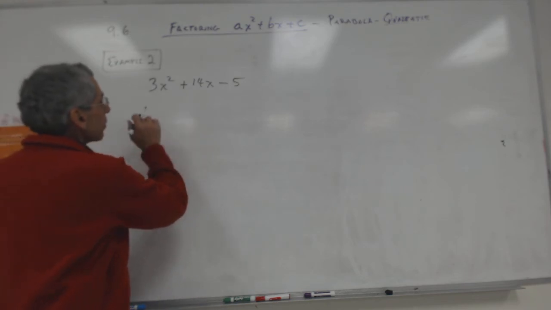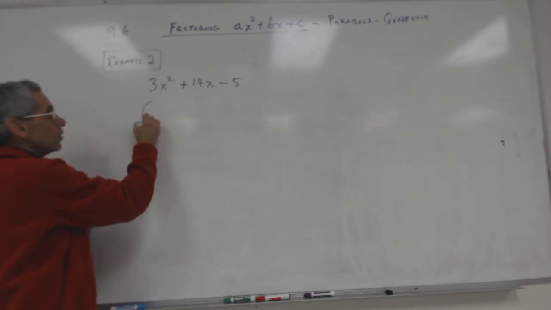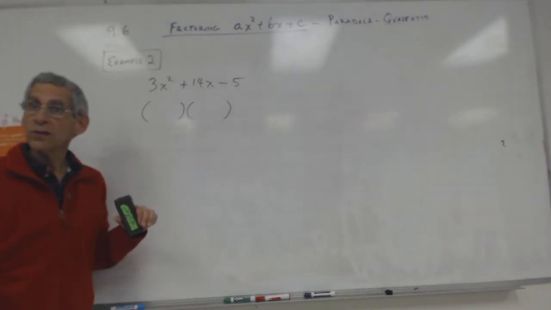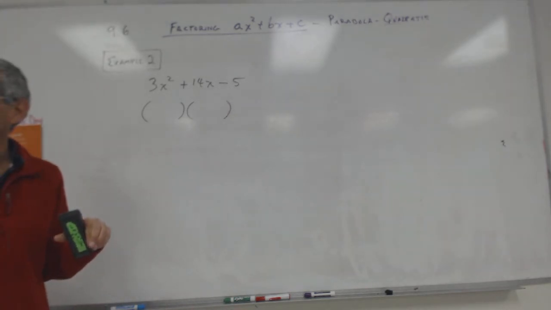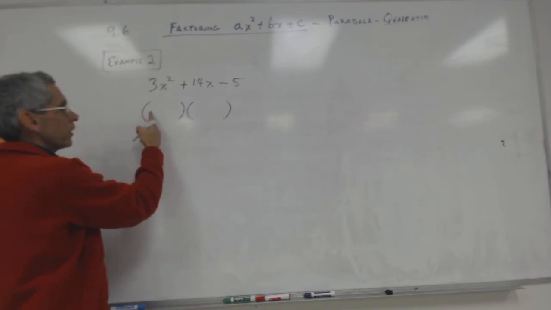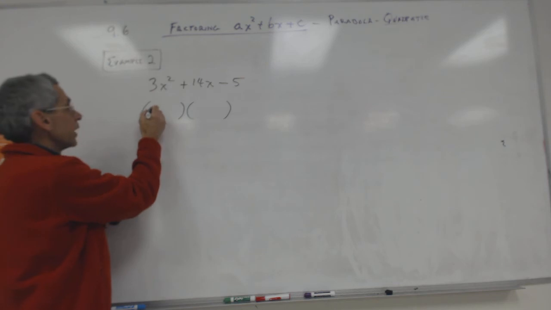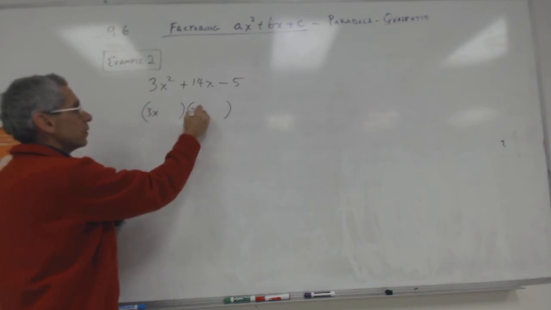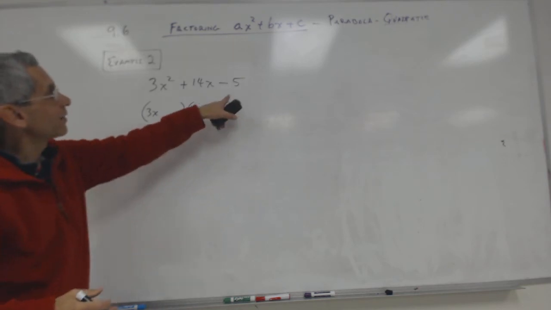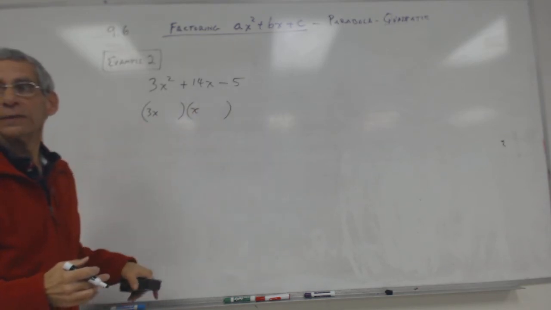Okay, now, we know we can try to factor it. That's what we're going to try to do. We don't know if we can factor it. Some of these are not factorable, okay? But we're going to try. So, what would I put here and here? 3x and x. You guys agree with me? Yeah. That's awesome. Okay, what are my possibilities for negative 5?